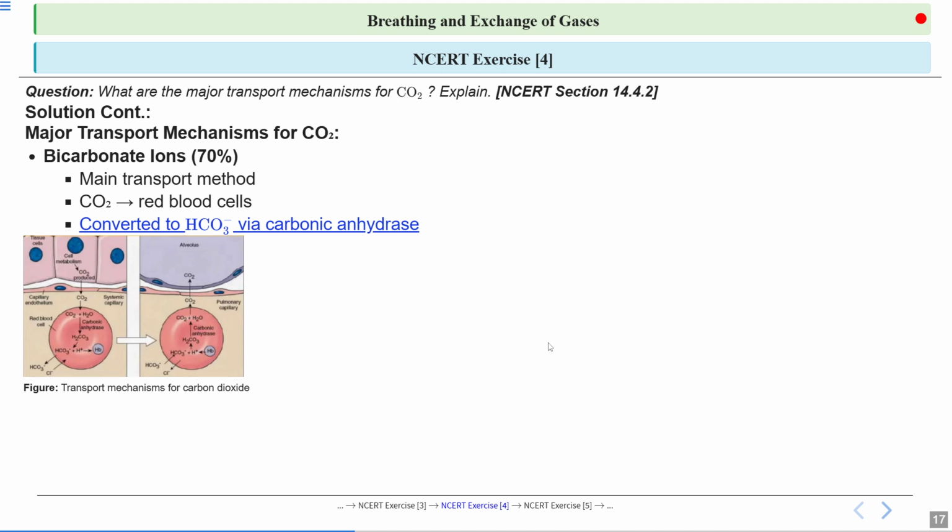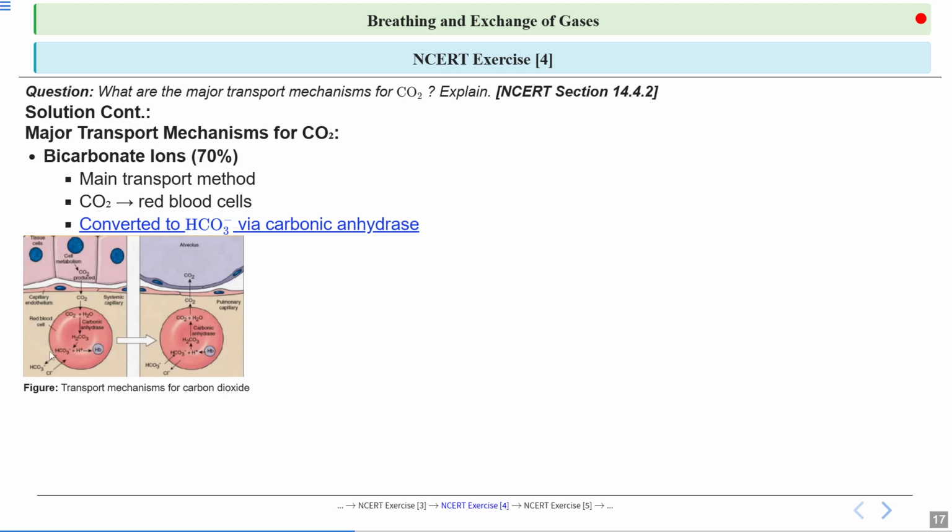Let us see in the first diagram. Cell metabolism produces carbon dioxide. Carbon dioxide passes to the blood in the blood capillaries, and this carbon dioxide moves inside the RBC. Now, CO2 and H2O combine in the presence of carbonic anhydrase, and it forms H2CO3.